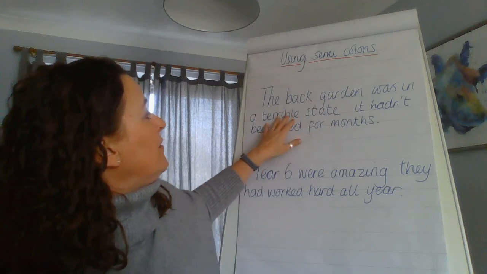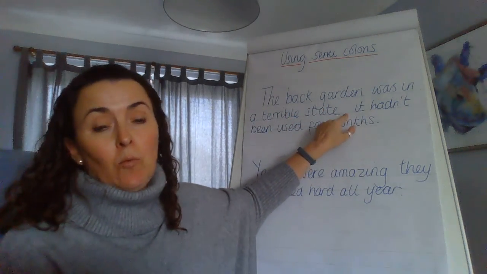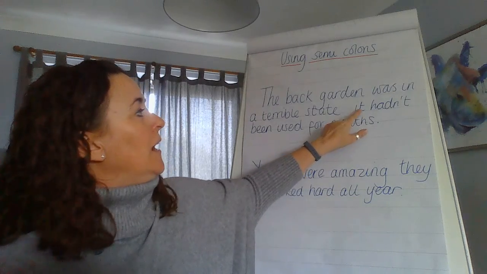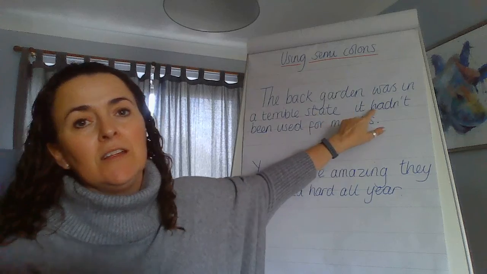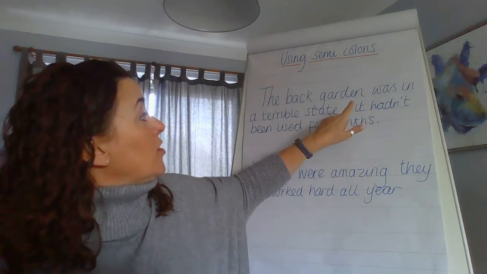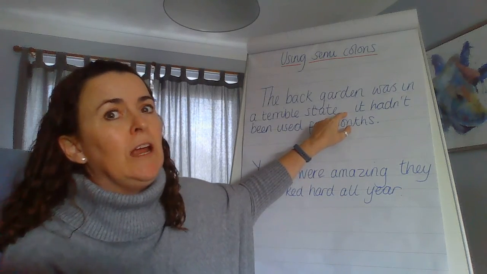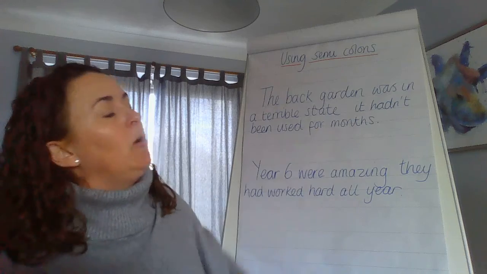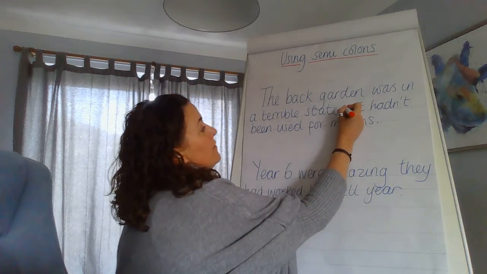So the back garden was in a terrible state. It hadn't been used for months. So we could quite easily, well, we should put a full stop in here and a capital letter here. These are two independent clauses. They are sentences that stand alone equally. So we could put a full stop in there. But we could also, if you wanted to be really clever in your writing, pop in a semicolon. The semicolon can hold up those two sentences.